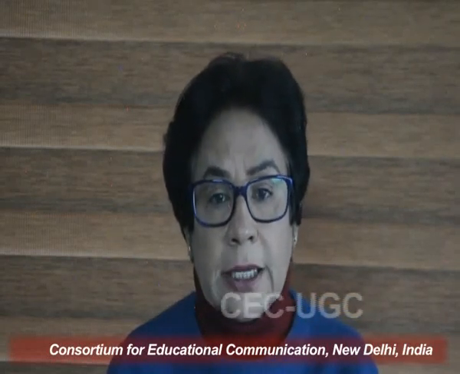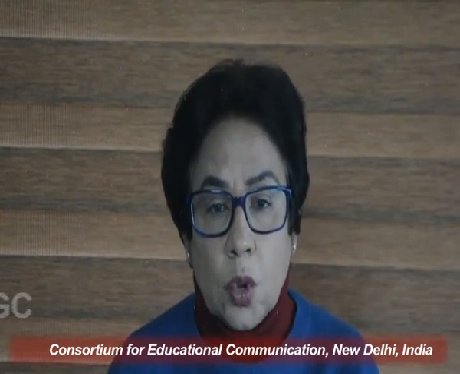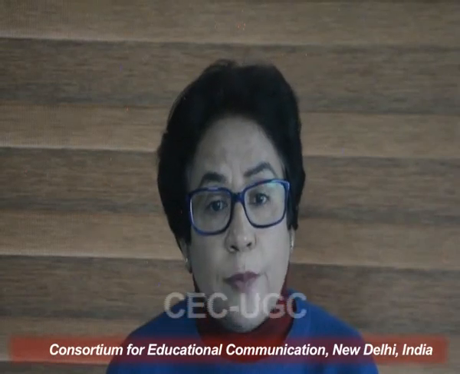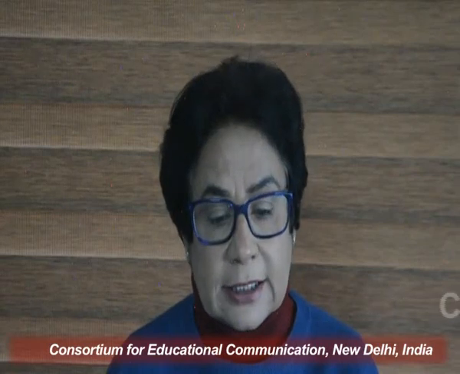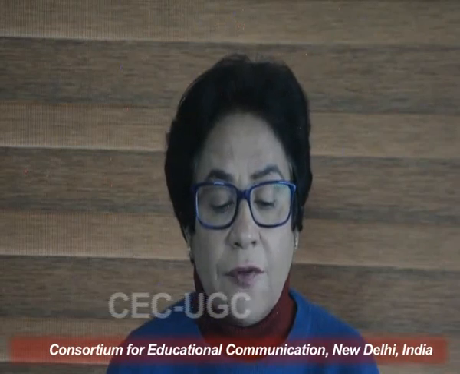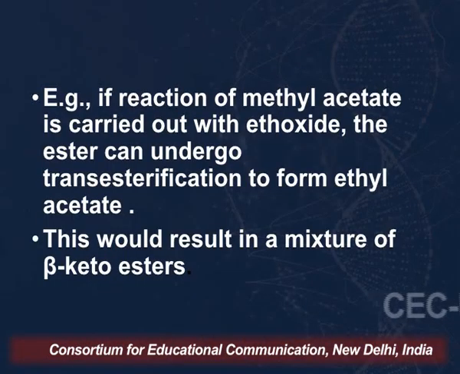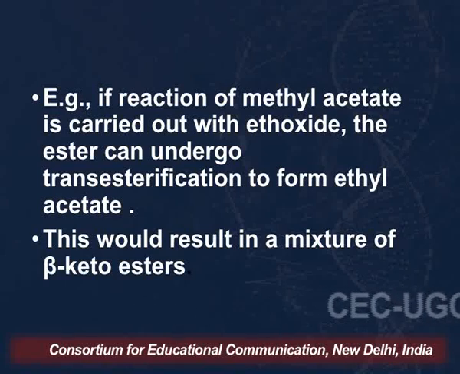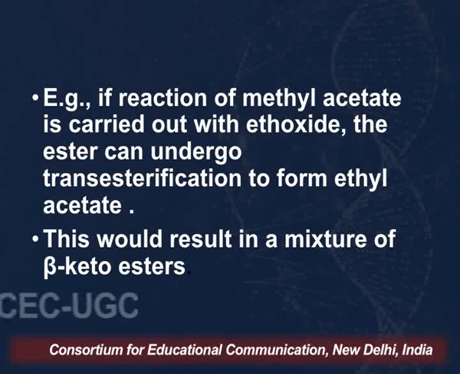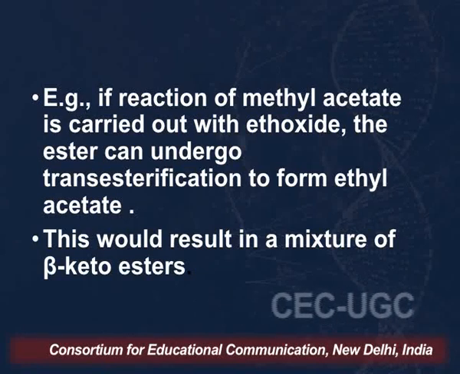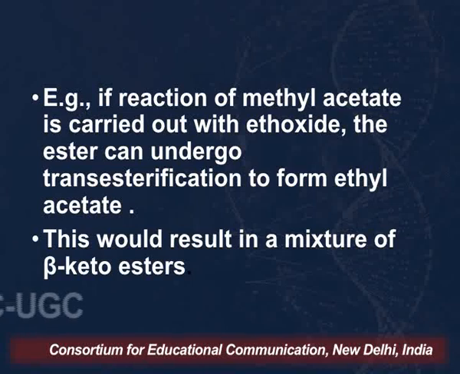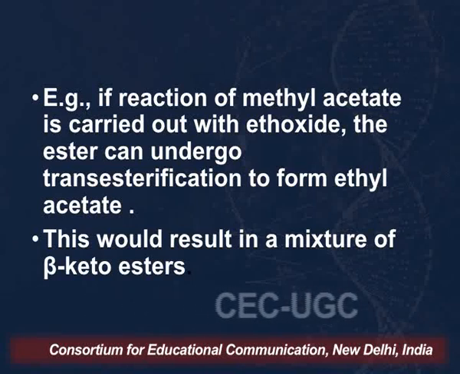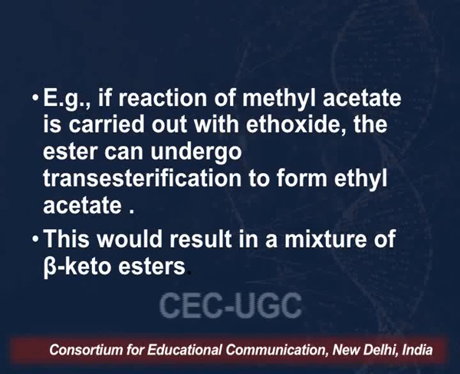But the point to be kept in mind here is that the base which we are using to bring about the reaction should be the same as the leaving group in the ester. Otherwise, we will have transesterification. Let me illustrate this with methyl acetate. If we carry out the reaction of methyl acetate with ethoxide ion, this ester can undergo transesterification to form ethyl acetate. This ethoxide ion will act as a base and help in generation of the enolate ion, but at the same time it can also undergo transesterification with methyl acetate to form ethyl acetate.